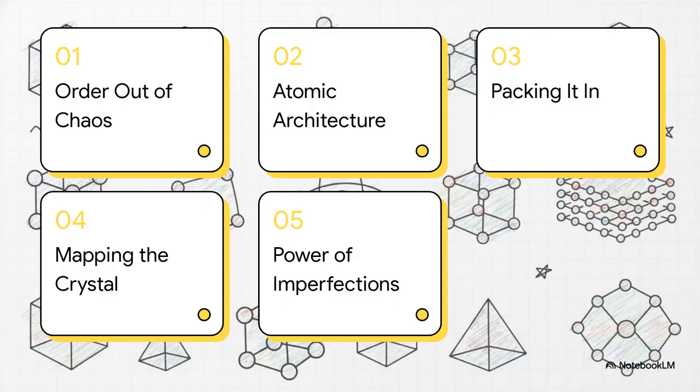Here's a quick roadmap for us today. First, we'll look at order out of chaos, then dive into the atomic architecture and see how nature handles packing it in. After that, we'll map the crystal, before finally uncovering a really cool plot twist, the power of imperfections.